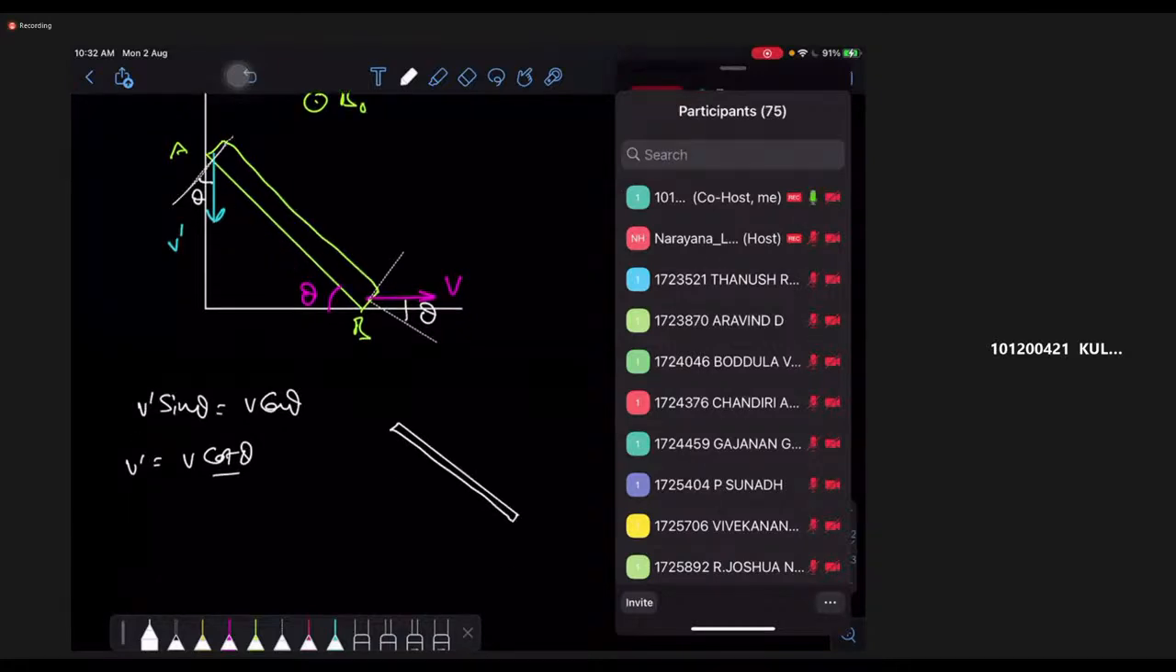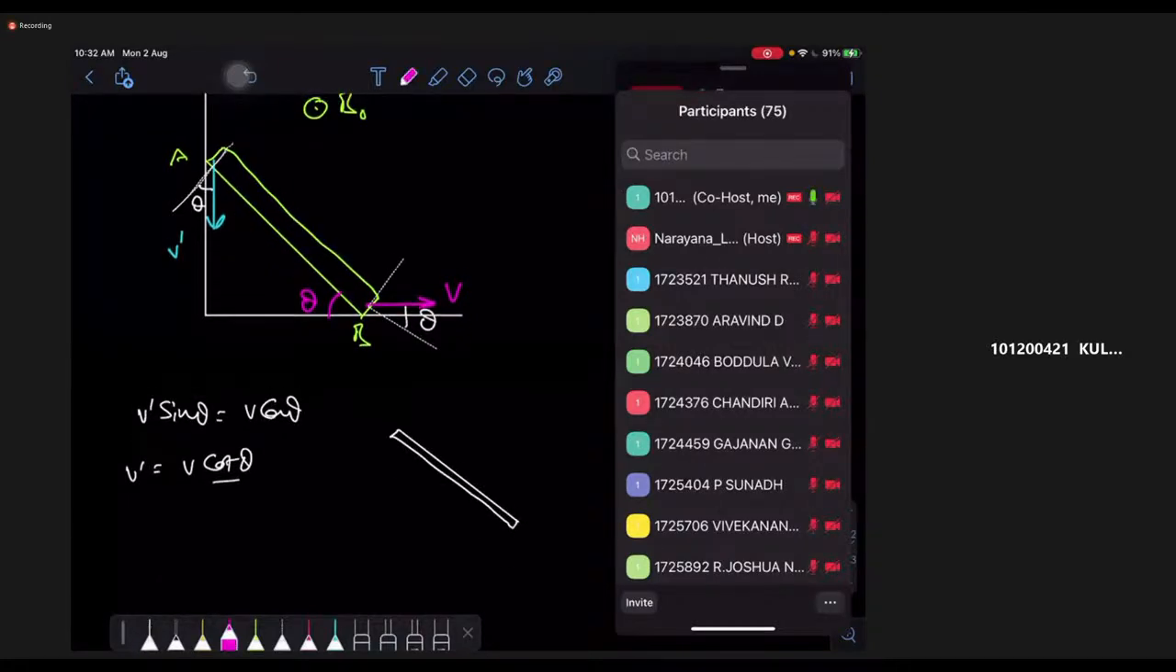So this rod is going to have an omega. And if we consider the omega, we can consider it about any point, it doesn't matter. I can consider the omega about A, about the center, or about the end points. It is your wish, you can take omega anywhere. So let me consider the omega about this bottom point.